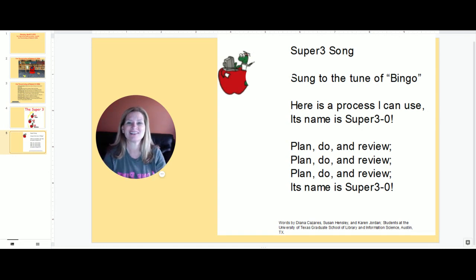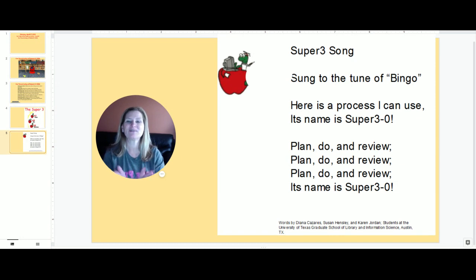So let's sing the song together. It goes to the tune of Bingo. You guys know that, remember? It goes B-I-N-G-O, B-I-N-G-O, B-I-N-G-O, and Bingo was his name-o. So now we're going to use our Super 3 words with this song. So I always start by clapping just to get the beat.